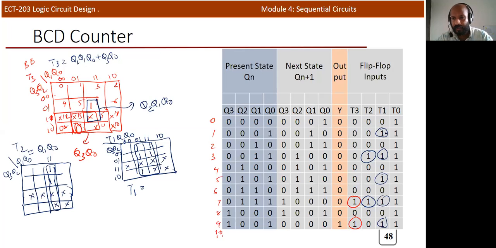I think I made a mistake. 1, 1, 1, 1, 2, 3, 4, 5. 1, 2, 3, 5. So T1 you can group like this. So you'll get Q0. T1 is equal to Q0. I think I made some mistake. I'll try once again.